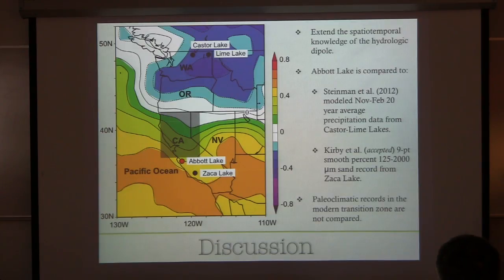We also didn't compare any paleoclimate records in that modern transition zone because we wanted to avoid all complexities and only compare records we knew were north or we knew were south.